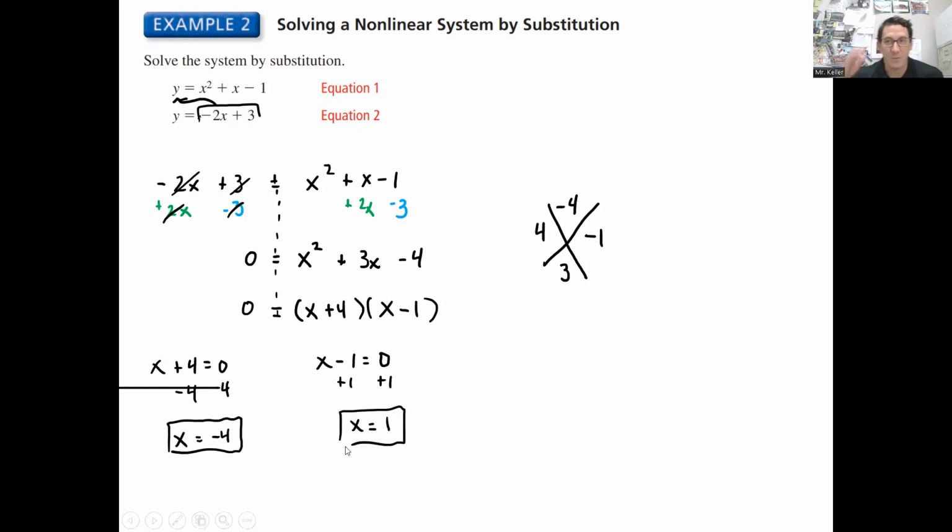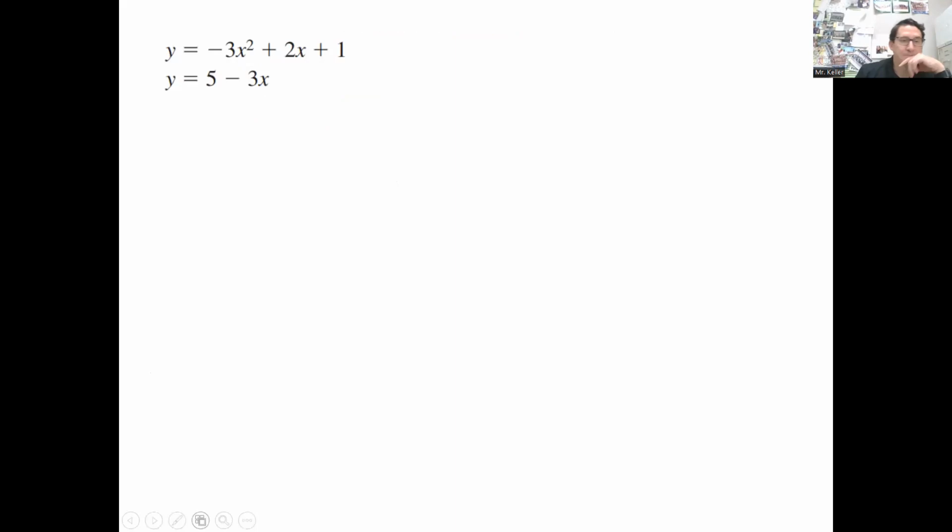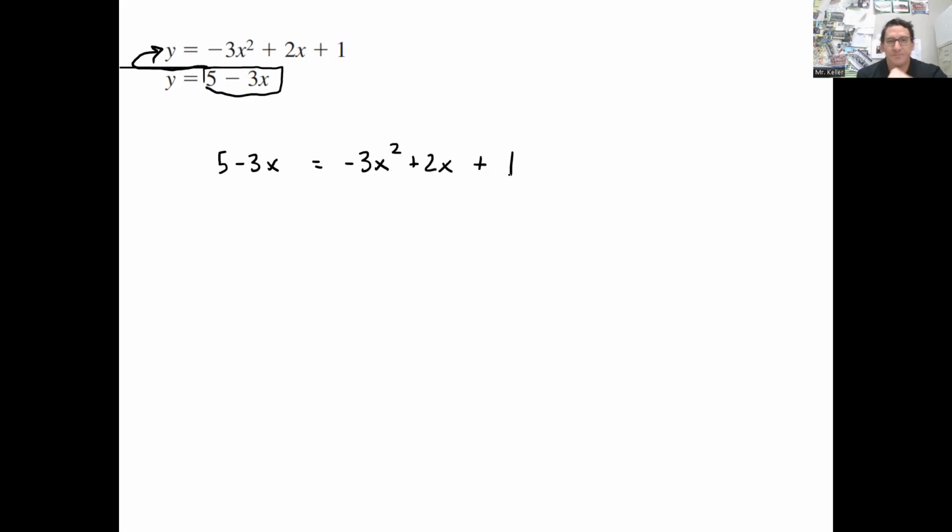So if we were to graph it, we would see those two graphs intersect at 2 separate spots. Let's just do one more example. I'm going to do the same thing over here. I'm going to take this whole portion, and I'm going to look at that. Don't even have to erase it. I'm going to substitute that in for the y up there. So I get 5 minus 3x is equal to -3x squared plus 2x plus 1.